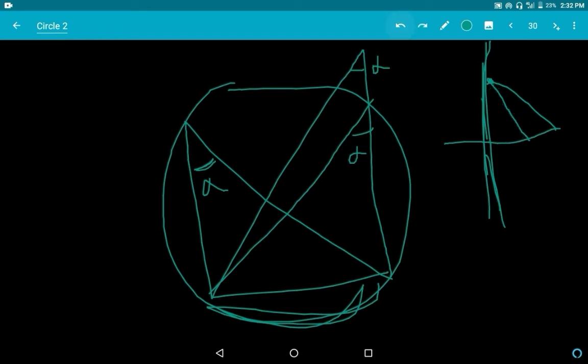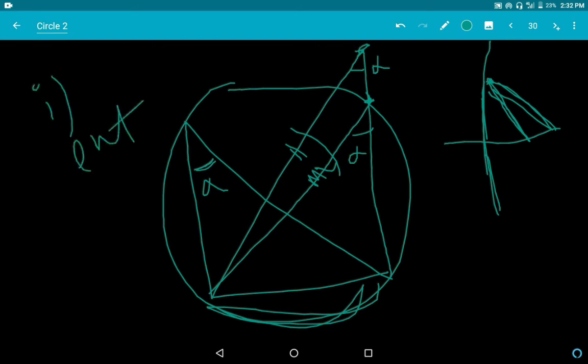Let me try to redraw this. It can only happen if both are on the same line, meaning these two lines are not distinct. So these two lines will be the same line, so this point will be nothing but on the circumference. This is case 1, when the point is in the exterior.